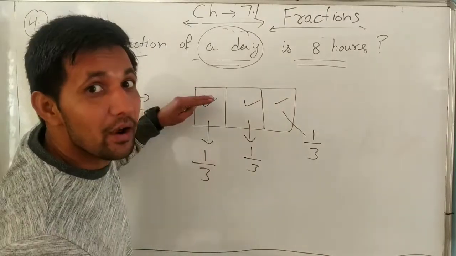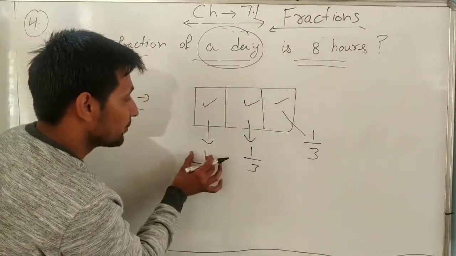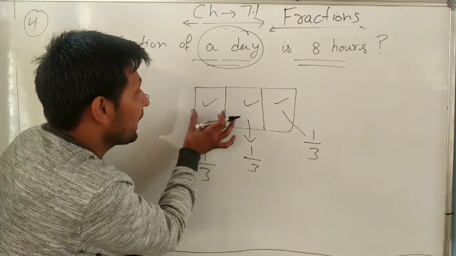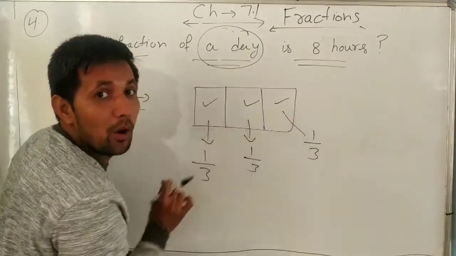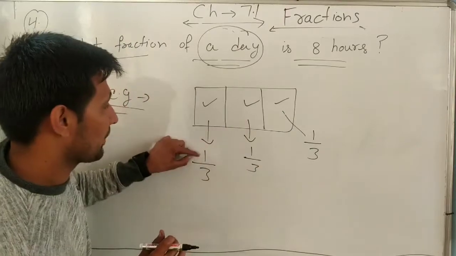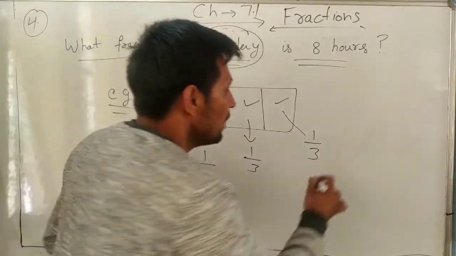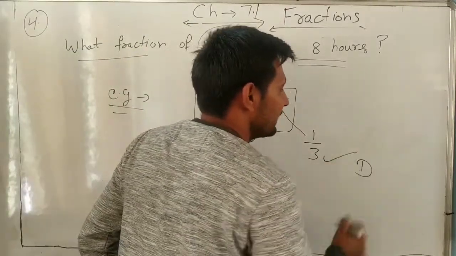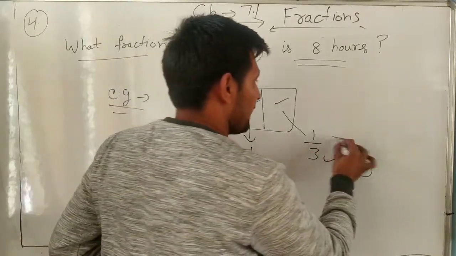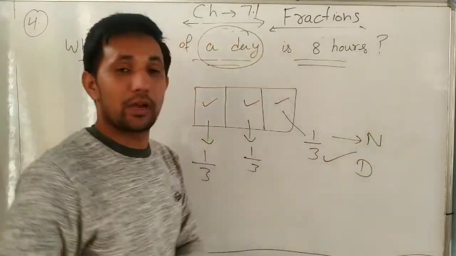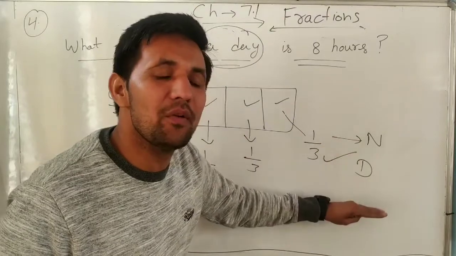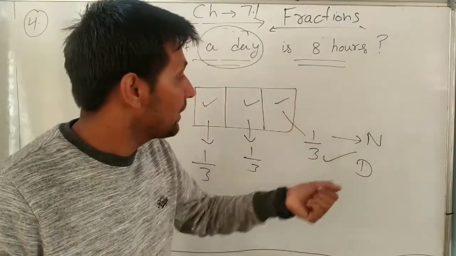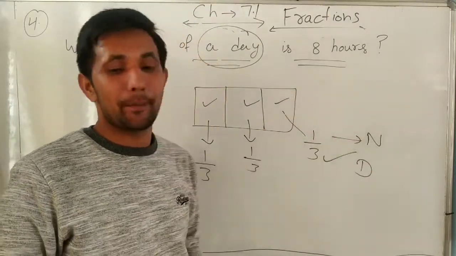In the numerator, we will always write the part. How many parts is it? 1 is out of how many parts? 1, 2, 3. 1 part, so 1 upon 3. D means denominator and N means numerator. So always in the denominator we will write the total, and in the numerator we will always write the part.